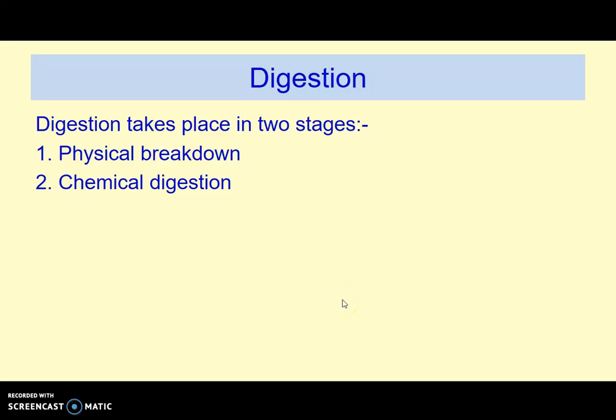So, moving on to the actual details of digestion, we need to know that it takes place in two stages: physical digestion and chemical digestion. Now, in your booklet, you've got these notes written down, so just ensure as you go through here that you've got an understanding of what's happening.